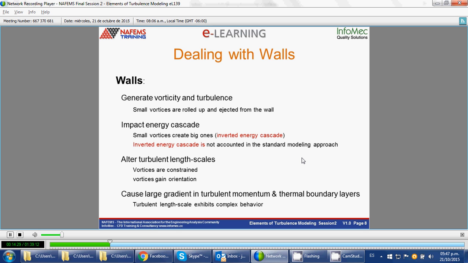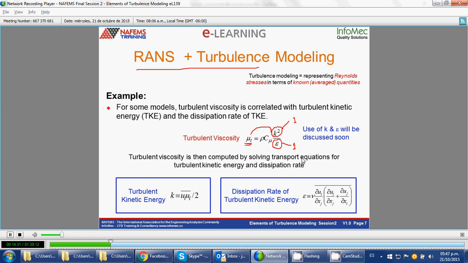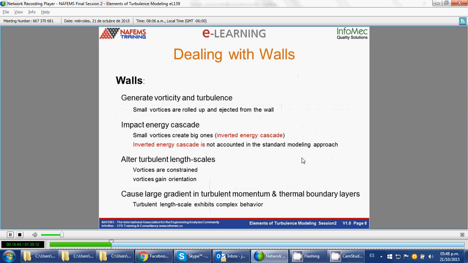The reason I'm going to talk about it is because when we do something like the K epsilon model, we need to deal with walls, and the presence of walls makes things difficult for us. So let's talk about dealing with walls to begin with, why those challenges come about, and how we go about responding to those challenges.